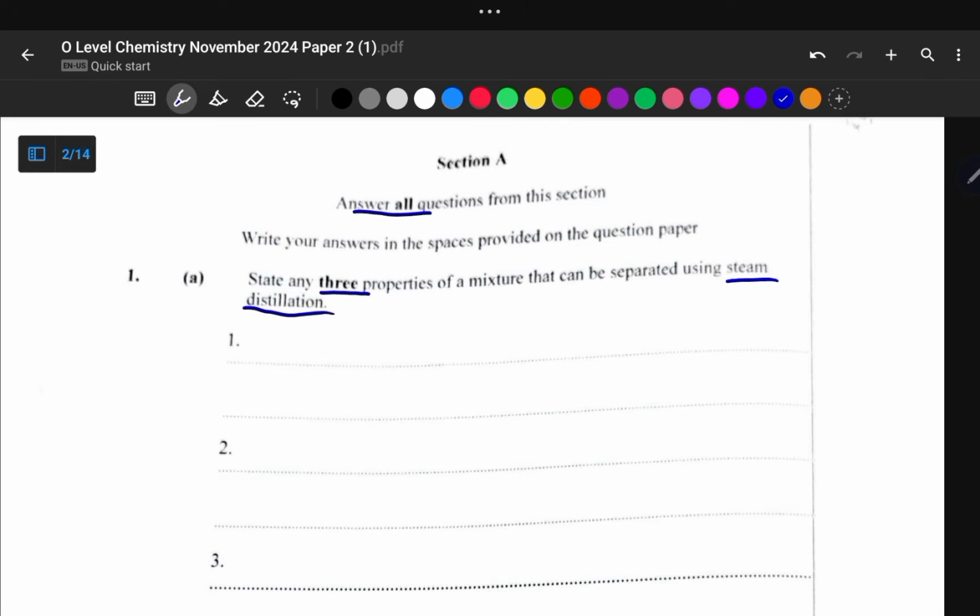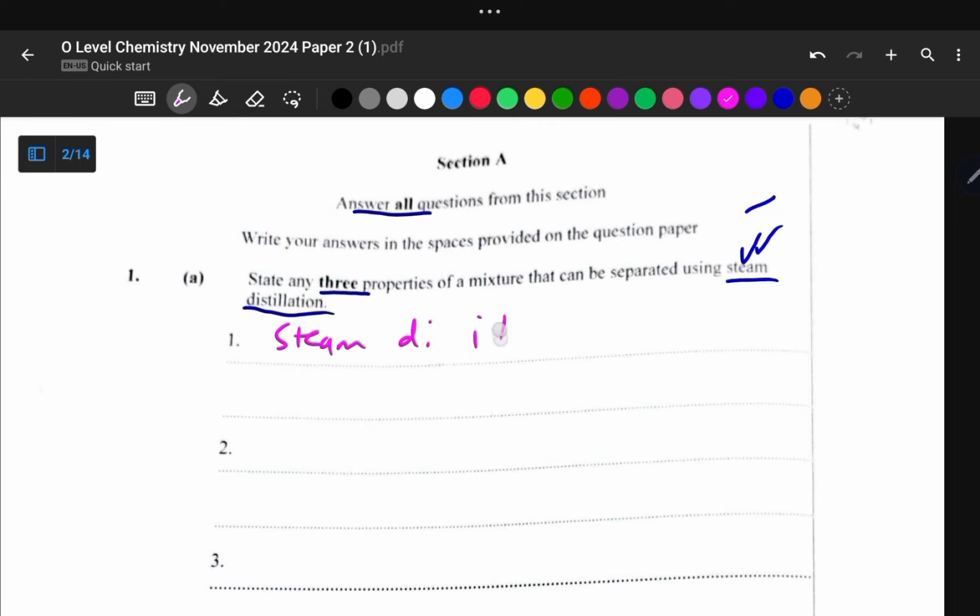So here we don't mainly focus on cramming answers, but we want to broaden our foundation, trying to explain any concept within the given radius, right? So here we are being required to explain properties of a mixture that can be separated using steam distillation. Steam distillation is defined as a separation technique that can be used to extract temperature sensitive compounds, especially essential oils from plants, right?